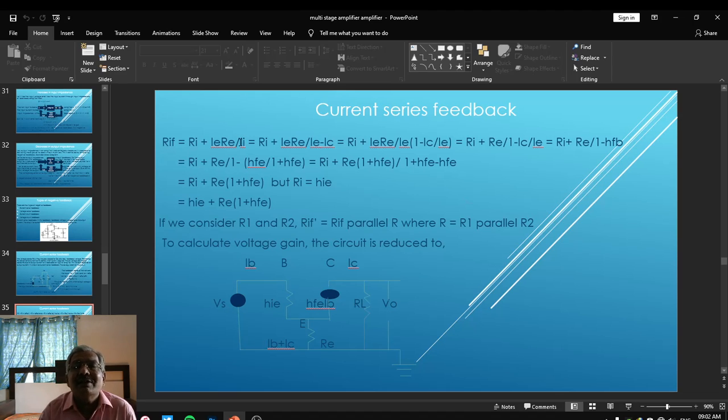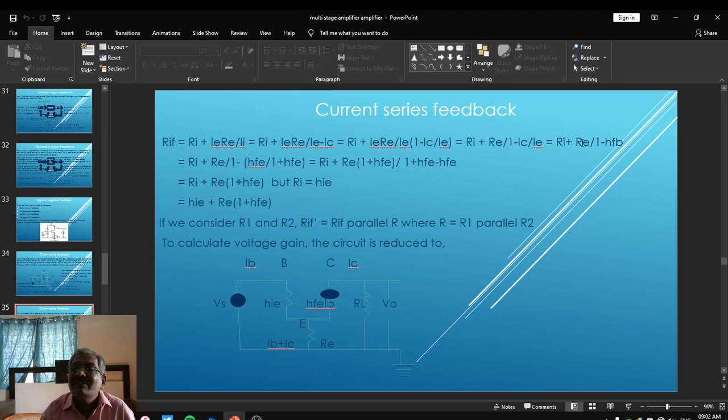Ii is the input current, that is equal to base current. So that's why we can write Ii equal to Ib equal to I minus Ic. So we can write this equation as Ri plus Ie Re upon I minus Ic. Take I common from the denominator, so as to write I into bracket 1 minus Ic upon I, and that's why we can write it Ri plus Re upon 1 minus Ic upon I. But Ic upon I is hfb, that is alpha.